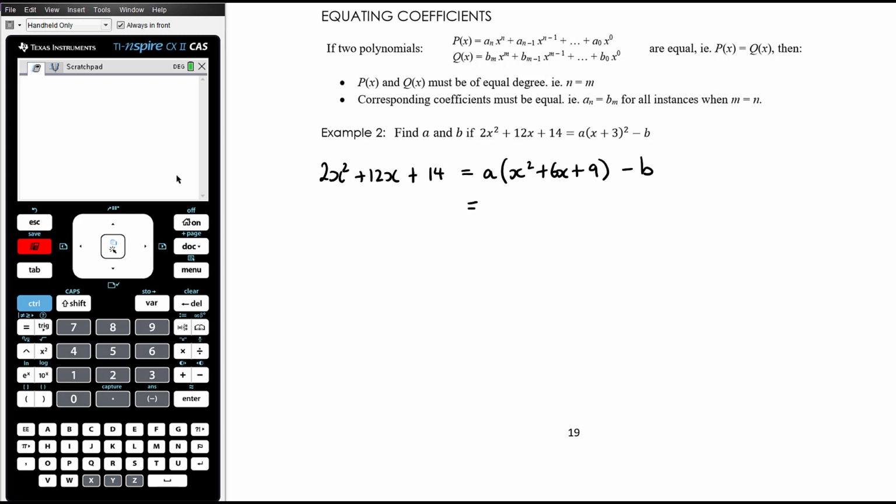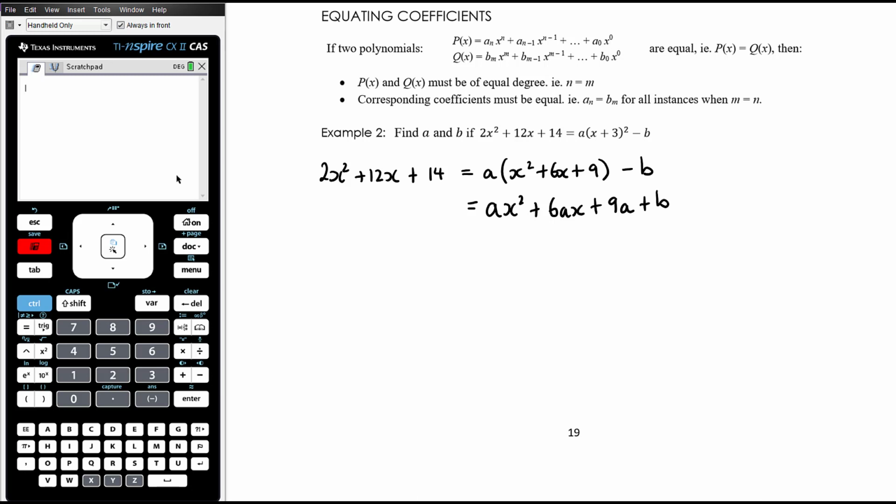Sorry, I hate b, it often looks like a 6 in handwriting, so I'll try to be a bit careful about that. So expanding out this bracket, we're going to have a times x squared plus 6ax plus 9a plus b. And now we're in a position to equate the coefficients.